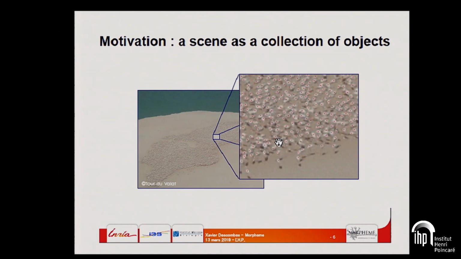Another example, here it's a problem of counting flamingos. And the problem is that these flamingos are living on the sand. They are not so pink, so the contrast is not very high. Moreover, they are close together, so they can form some clusters. So if you don't have some prior information on the shape of the flamingos, then you have a bad counting.